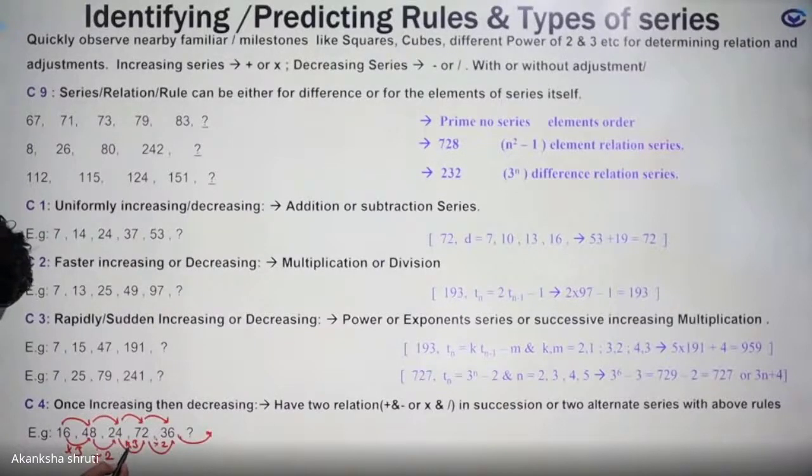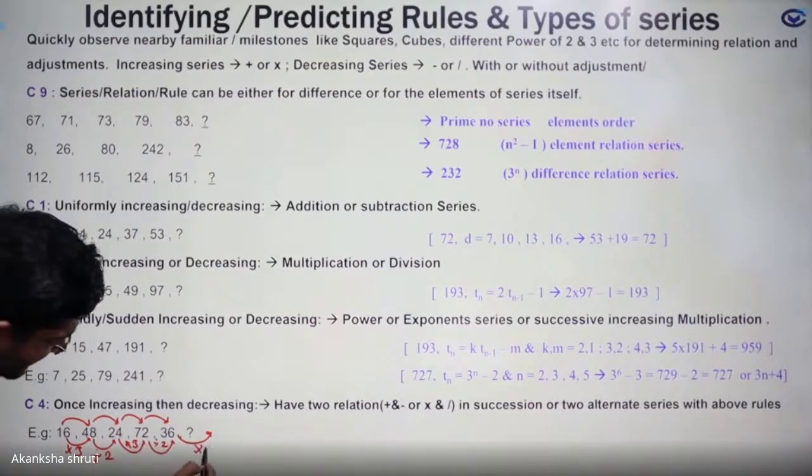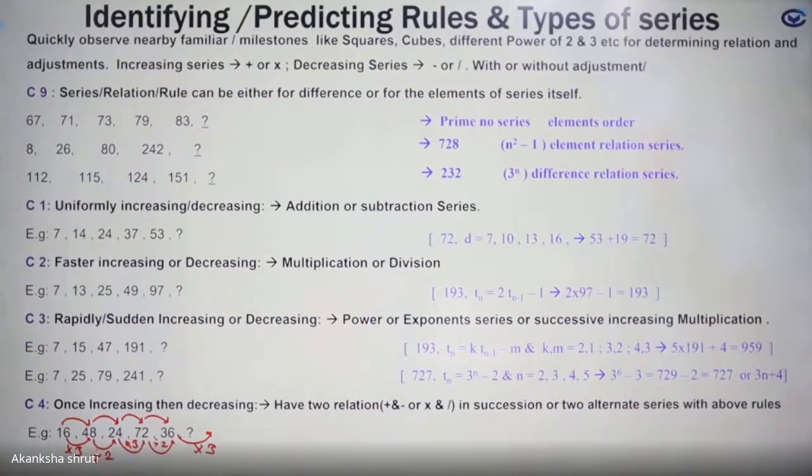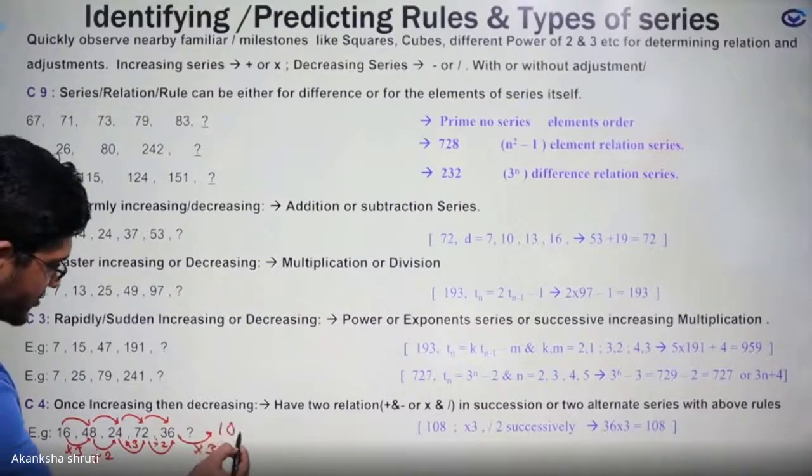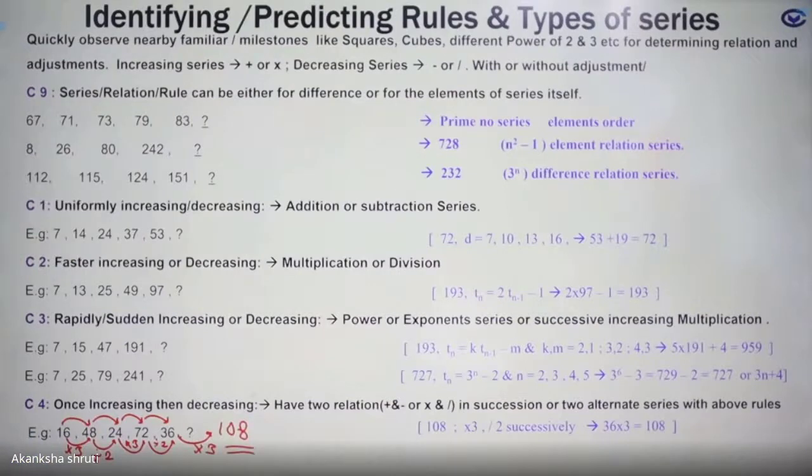It means the next number will be, observe, first multiply, then divide. Again multiply by 3, divide by 2. So next will be multiplied by 3. If the further next is asked, then that has to be divided by 2. So this way there is alternate multiplication and division, or maybe alternate series that we are going to see. So here, multiplying this 36 by 3, you will get 108. So 108 is the required answer. So this way we have learned all the possible ways.